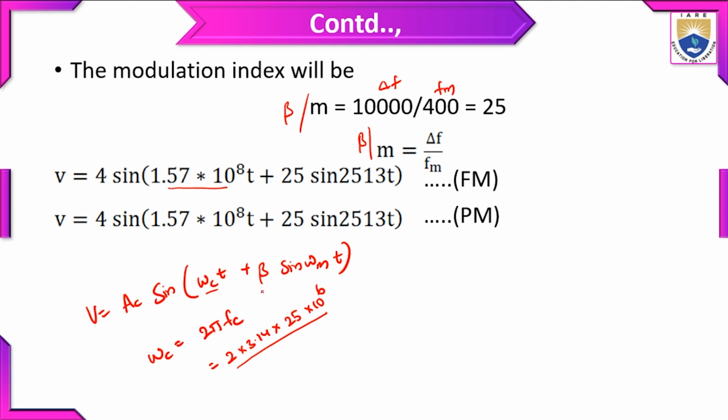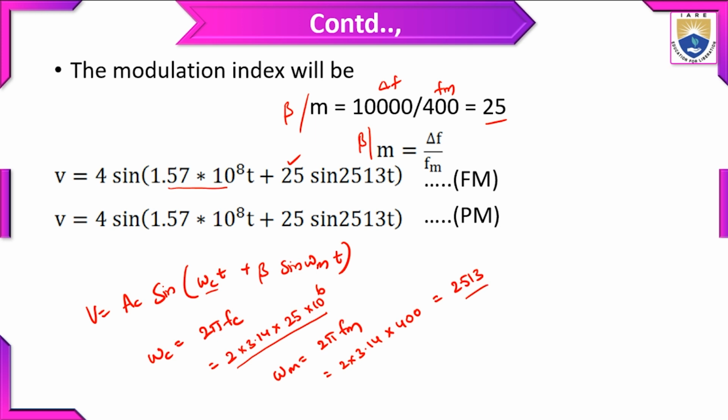And again, you know the beta value. The beta value is 25, which is also shown here: 25 into sine of omega m t. So what is omega m? It is nothing but 2 pi Fm. So 2 into 3.14 into Fm, which is 400 Hz. You multiply, and this value is 2513 radians per second. So this is my omega m.